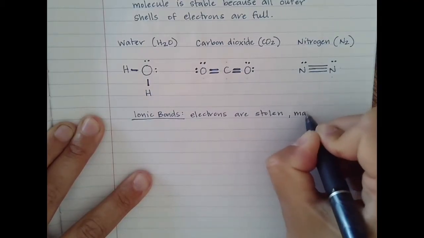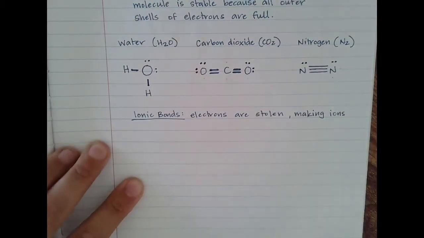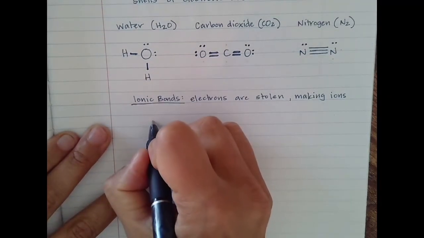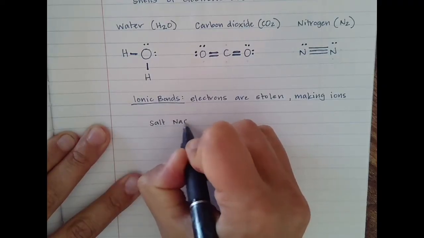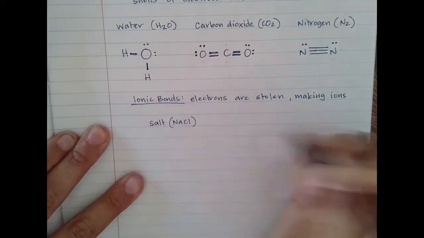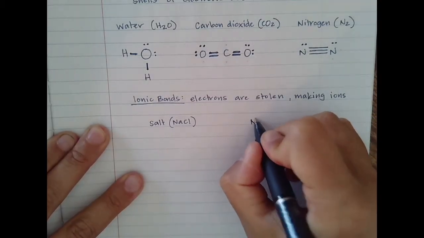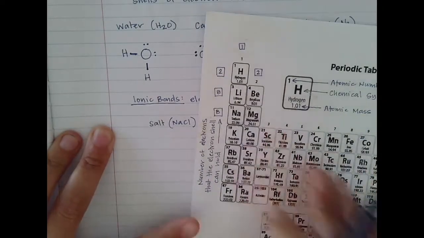Making ions. So I mentioned briefly earlier that if you don't have an equal number of protons and electrons, you have an ion. So let's look at how this works for table salt. Table salt is NaCl. I'm going to start with my Lewis diagram for Na. Na is located right here.